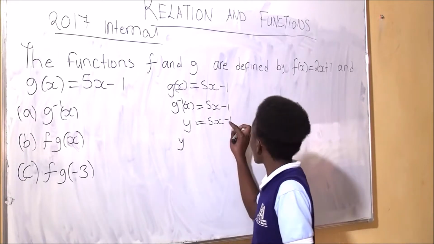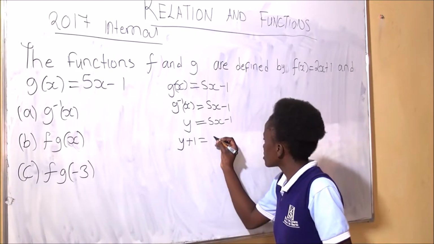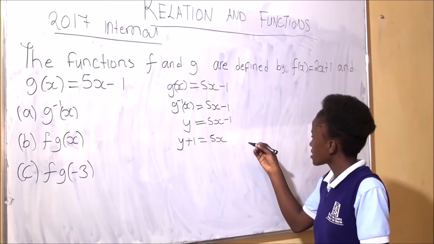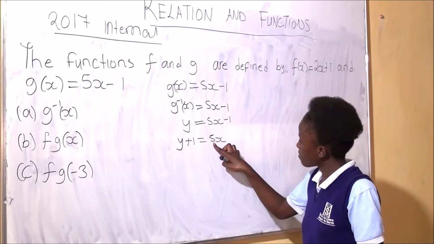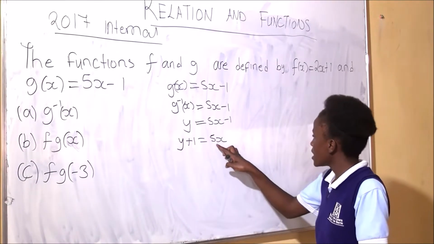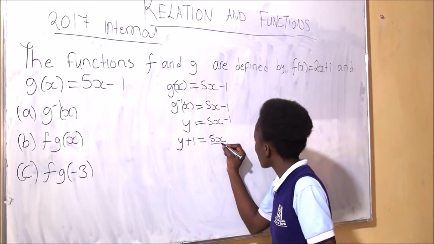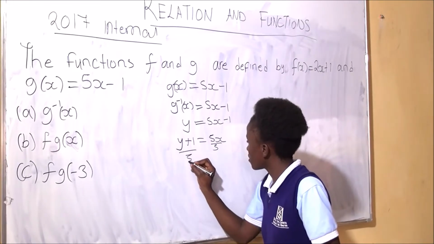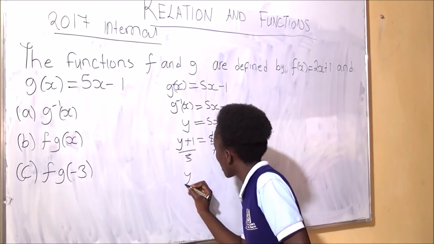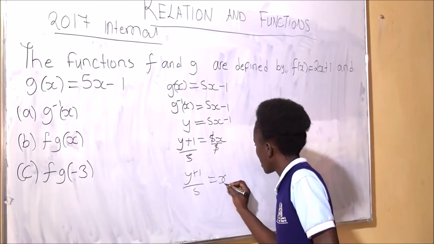When negative 1 crosses the equal sign, it will be positive 1, so y plus 1 is equal to 5x. We've not yet succeeded in making x the subject, we still have 5. Again, this 5 has to go to the other side. How? Not by crossing the equal sign, but by dividing both sides, because here there is multiplication. So over 5, over 5, then cancel. Then you're going to have y plus 1 over 5, which is equal to x.